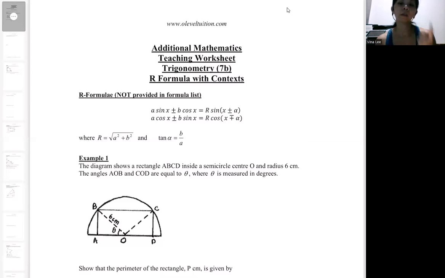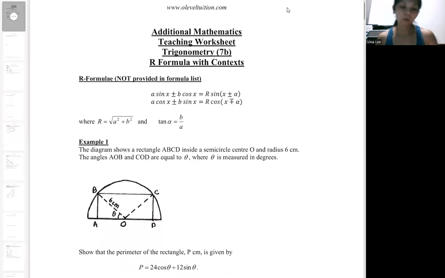So we're going to add on one last portion. We're going to add on the R formula with context. The context is something that requires you to prove. It requires you to prove something before you go for the conversion, before you go for the solving, before you go for the maximum minimum. Okay, so I'm going to show you two examples on how whatever you have learned so far will be applied into a long question like this.